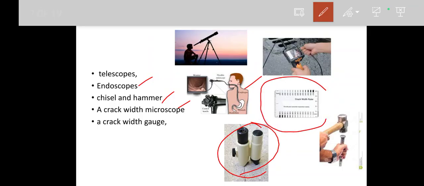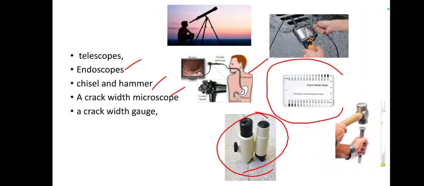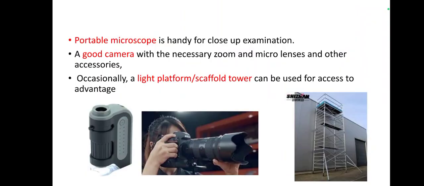And this is another one, a crack gauge. It is like a license card or an Aadhaar card where different markings are there: 1 mm, 2 mm, 3 mm. Instead of measuring the crack with a tape, if we place this gauge against it, we can find out the width of the crack. And next one, the portable microscope. It is similar to the previous one I discussed.